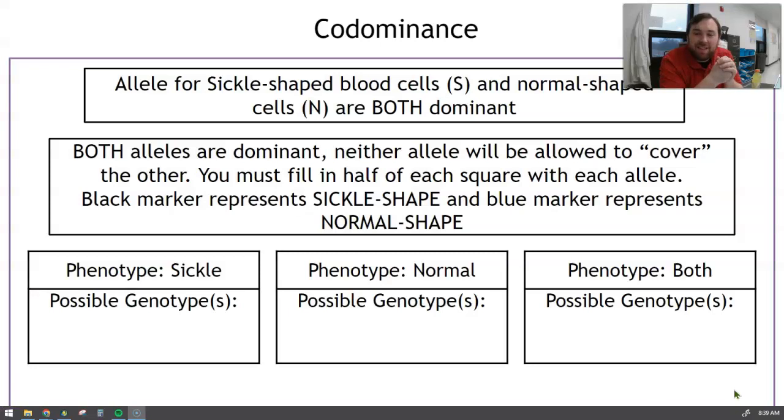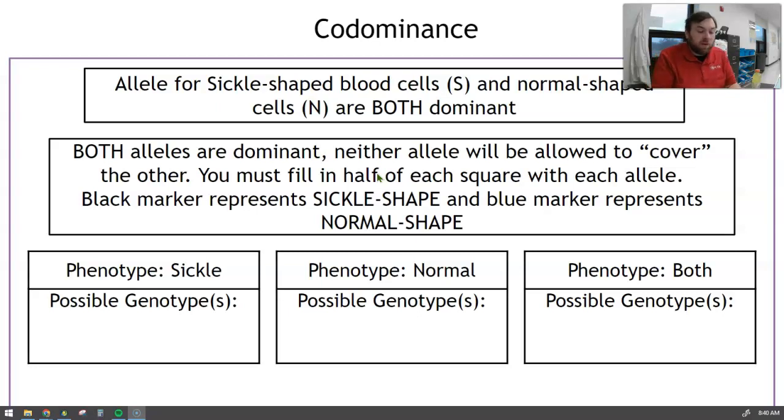All right, in this next situation, we actually have 2 alleles that are considered co-dominant, which means that they both are very, very strong and will show up. If they're in the same organism, as in one allele is dominant and the other allele is also dominant, it will not be a mix of the 2, but both will be represented in the same area. So if both alleles are dominant, neither allele will be allowed to cover the other one. Instead, we're going to fill in half of each square with each allele, meaning that it'll be 50% of one allele and 50% of another if we have the 2 alleles put together.